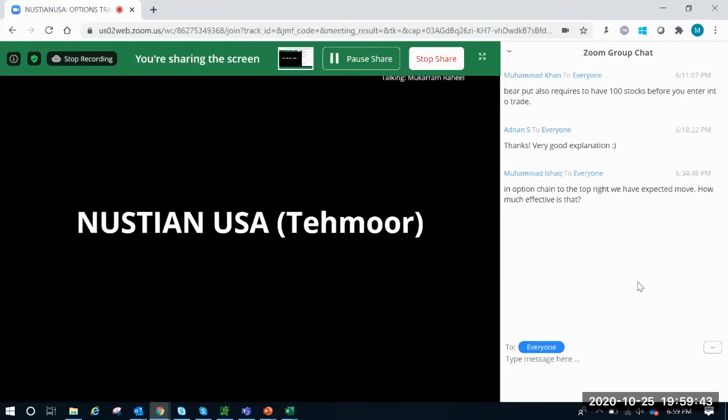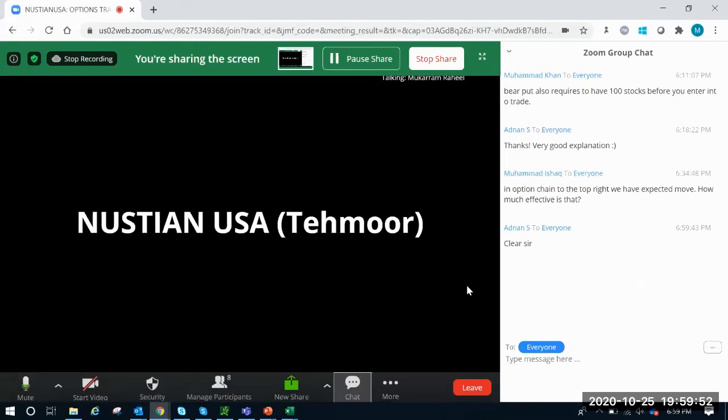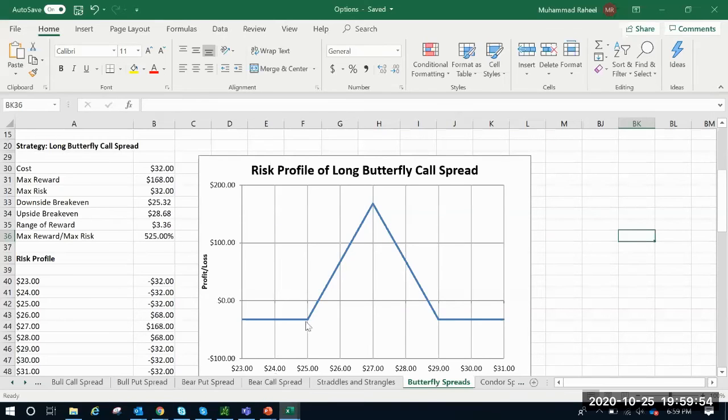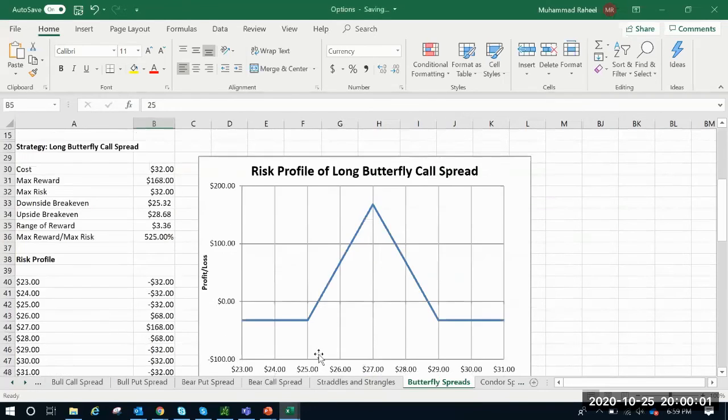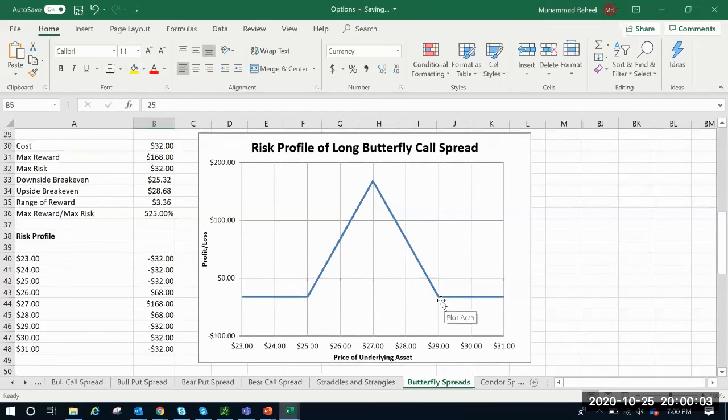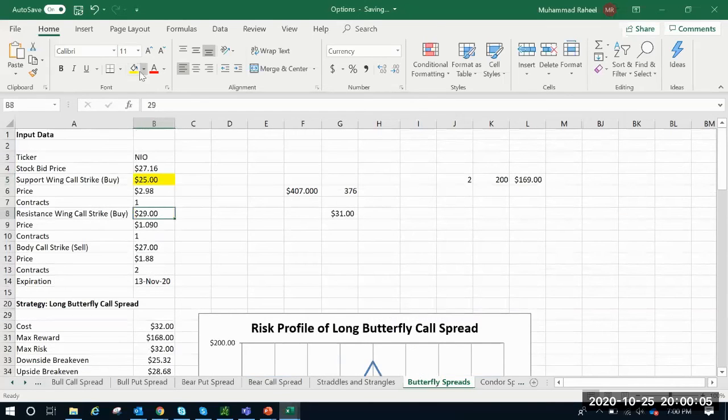It's basically selling 2 at-the-money calls, buying 1 deep in the money, and buying 1 deep out of the money. So you make those 2 wings. Those 2 wings are right here. So that 25 is starting your first wing, which is right here. 25, let me color code it. That 25 is here. And then that 29 is the one that is resistance one, right here.